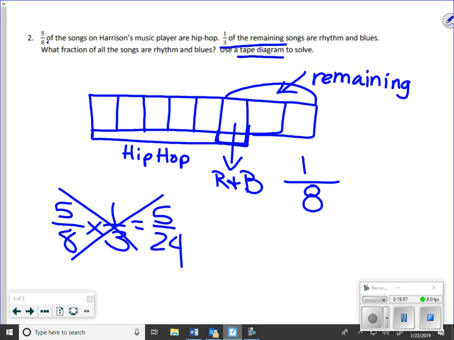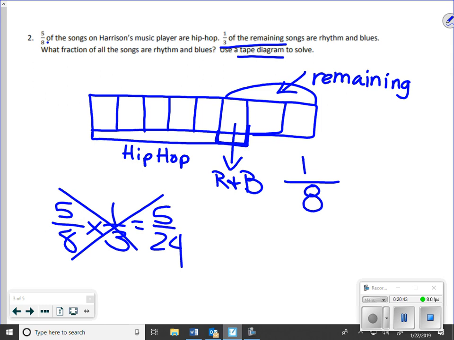That's your fraction of his music player that is R&B. 5/8 is hip hop. 1/3 of the leftovers, because there were 3 pieces left, is R&B. Do we care what these are? We don't care. It's not important. This 1 unit is R&B. So of his entire music collection, now we know 1/8 of his entire music collection is R&B. Okay?